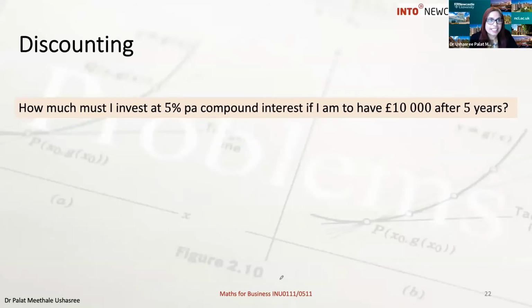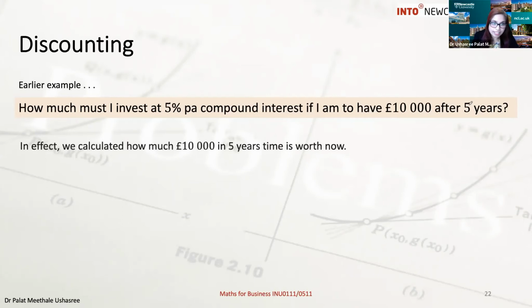Okay. So how much must I invest? Let's go back to the previous example. How much must I invest at 5% per annum compound interest if I am to have 10,000 pounds after 5 years? In effect, we calculated how much 10,000 pounds in 5 years' time is worth now. That's what we calculated, isn't it?